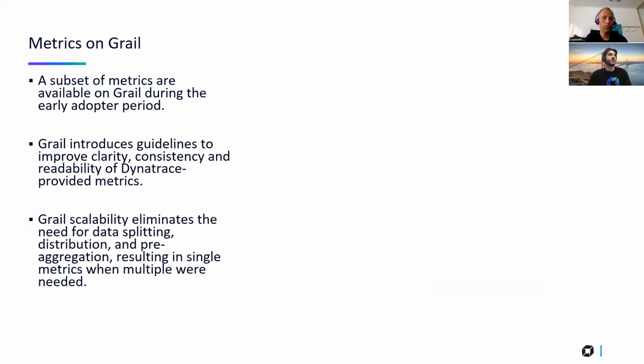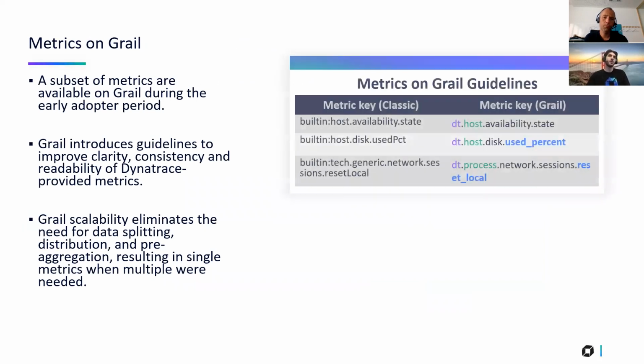Now looking at metrics on Grail, what has changed from the classic? We see that metric keys have changed to make it a little bit easier to understand what the metric is. You see on the left here, we've had this syntax in the past where we have the builtin colon, typically the entity and then the metric, and then some additional information about the metric. That has now been moved to dt dot, the entity, and then the metric.